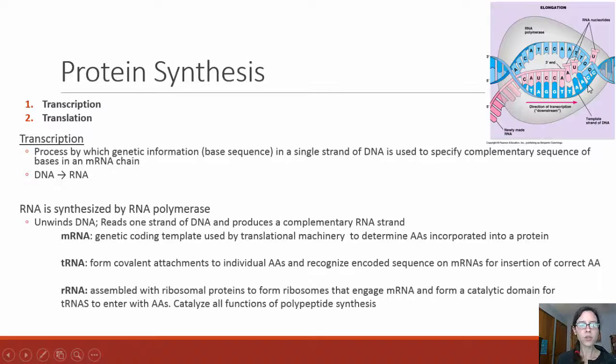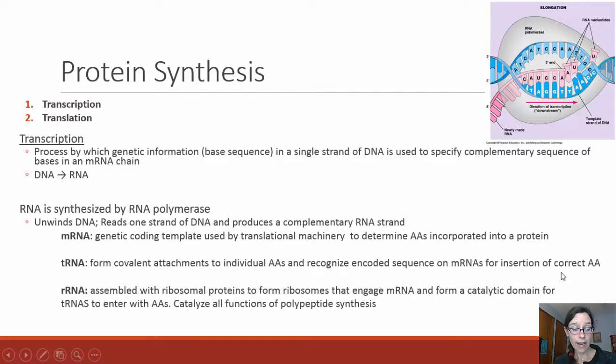So mRNA, so let's briefly talk about the different types of RNA. So first we have mRNA, which is the genetic coding template used by translational machinery to determine what amino acids are going to be incorporated into a protein. So this is the one that's made right off of the DNA strand.